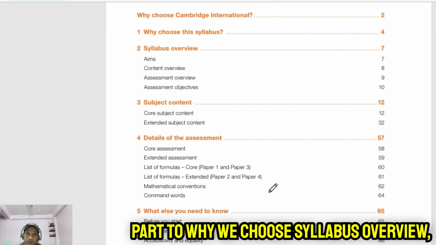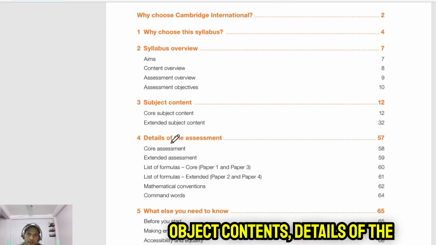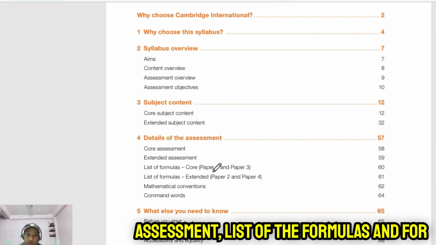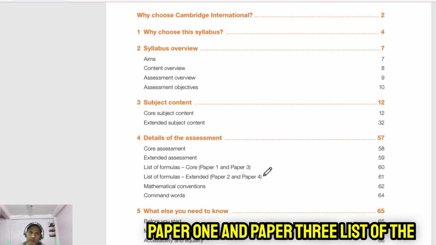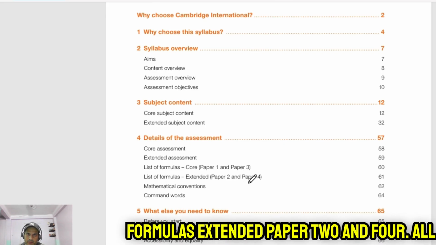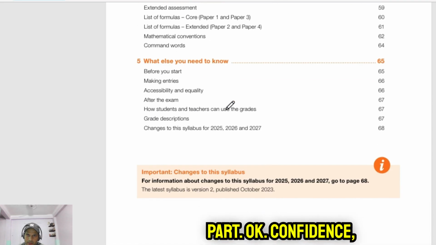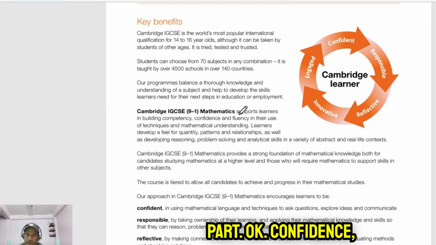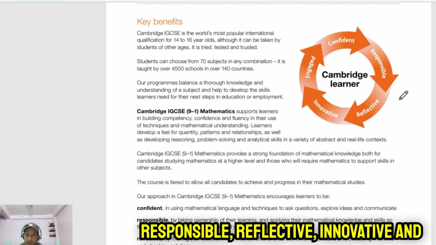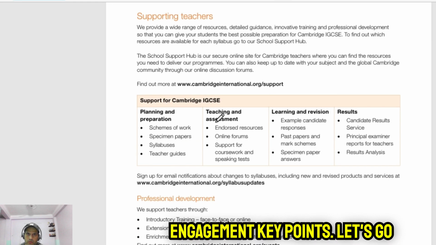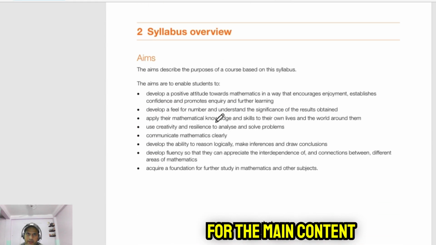And the syllabus part: why we choose it, syllabus overview, objective contents, details of the assessment, core assessment, extended assessment, and the list of formulas for paper 1 and paper 3, and for extended paper 2 and 4. You will see all those things in this part. Okay. Confidence, responsible, reflective, innovative, and engagement are the key points. Let's go for the main content.